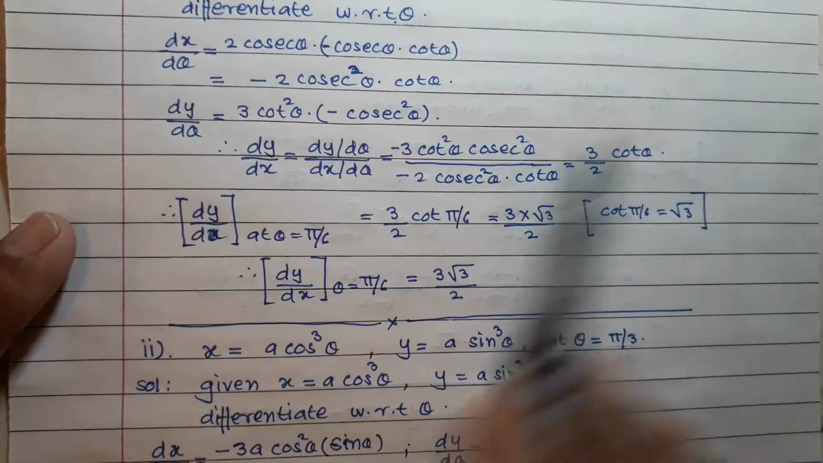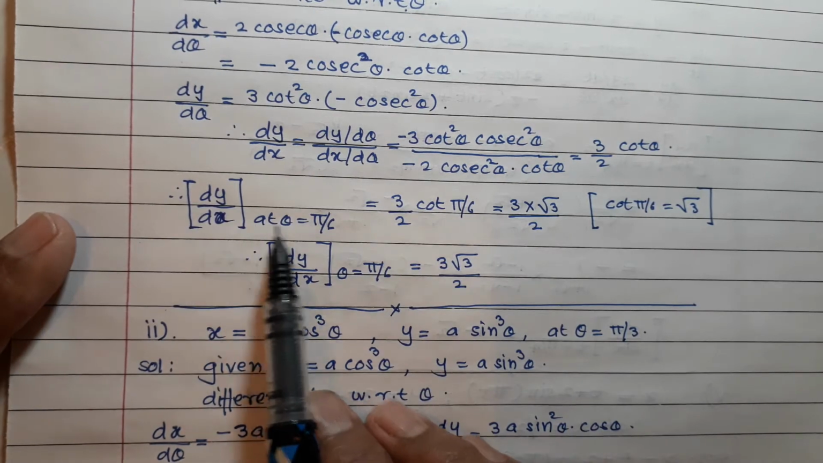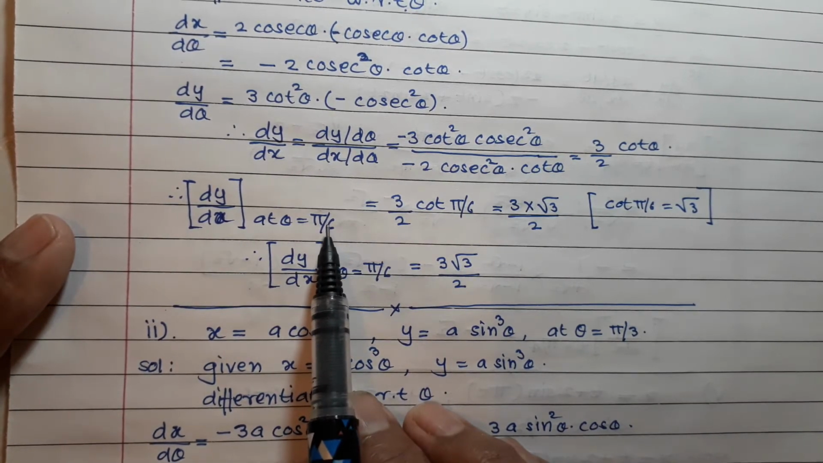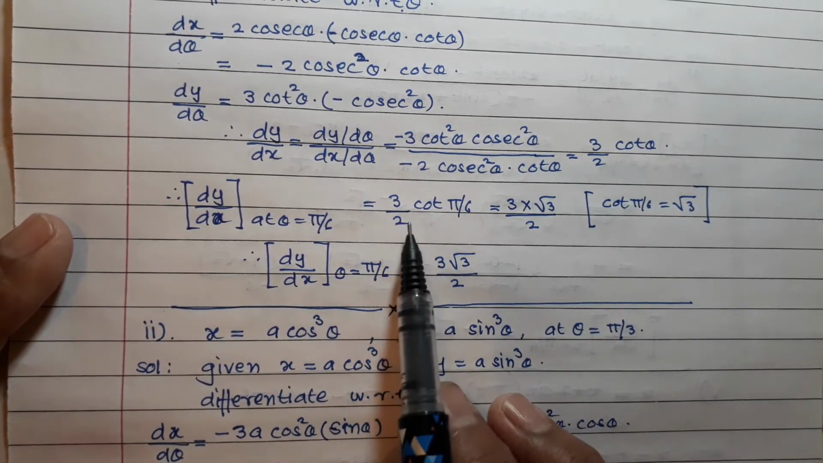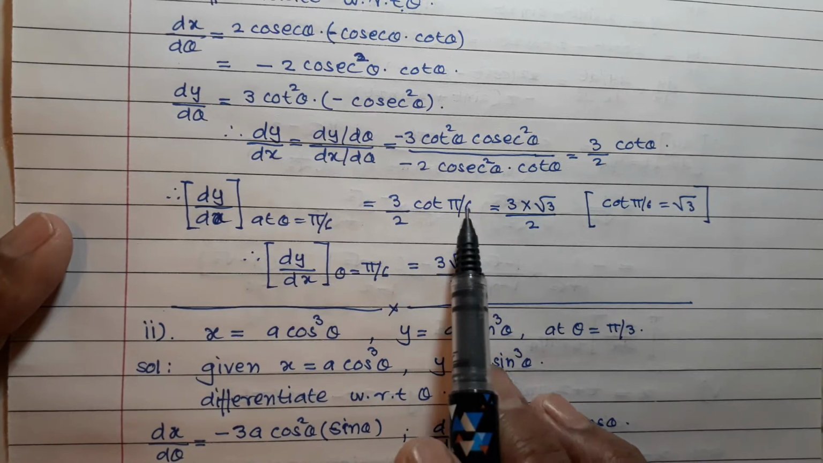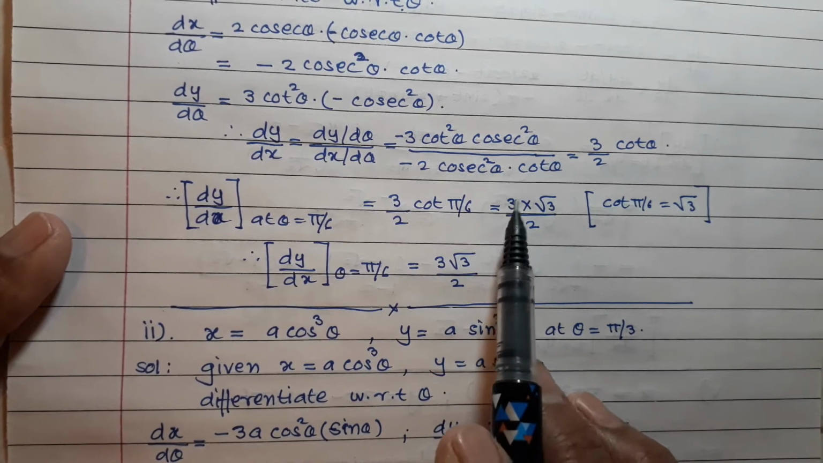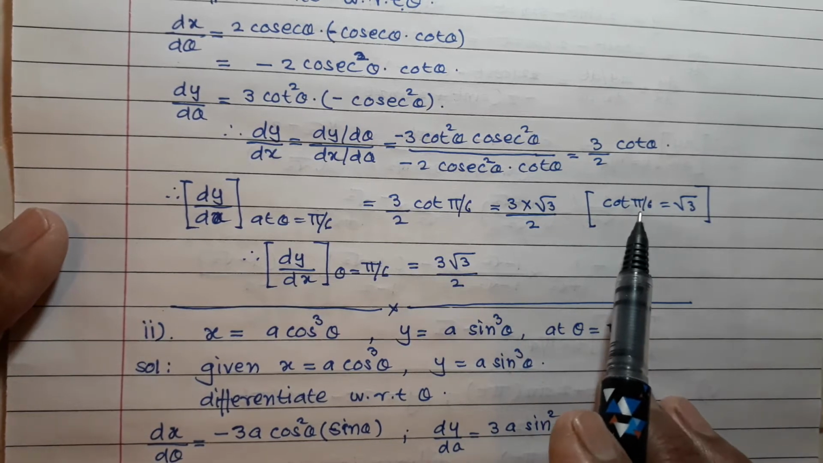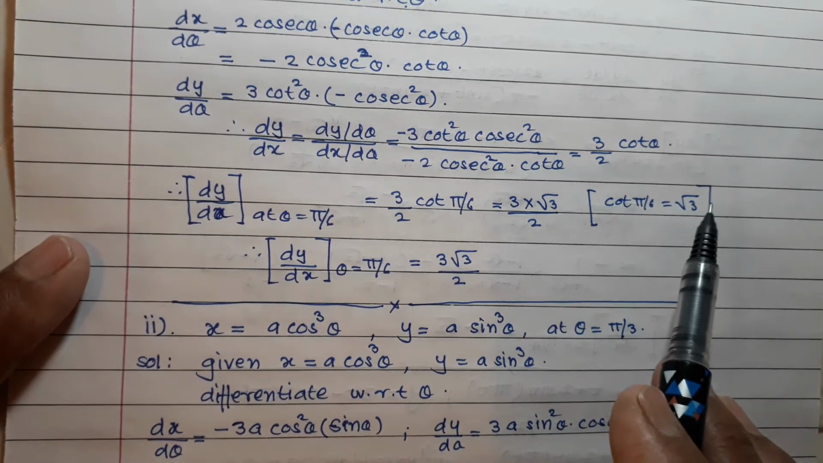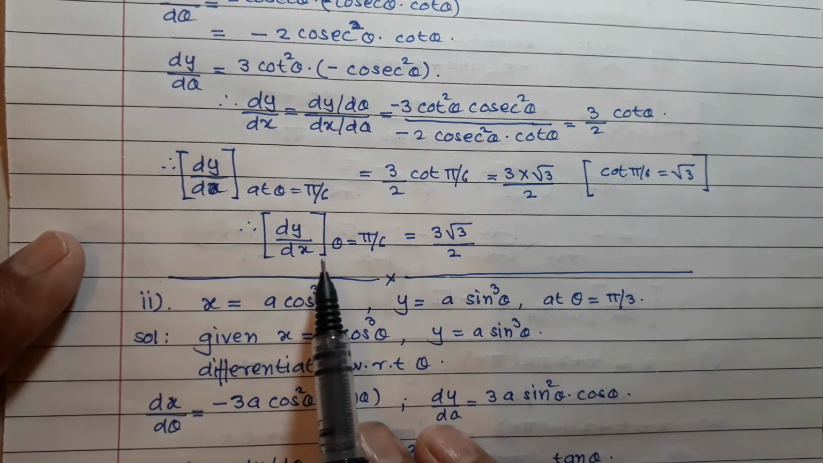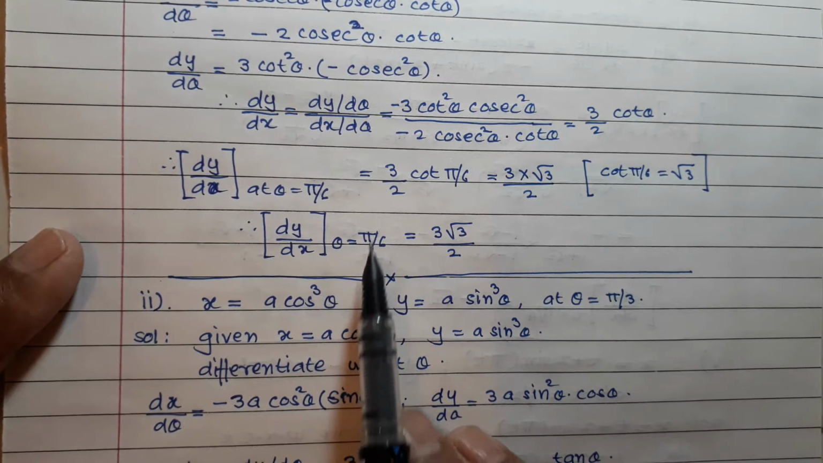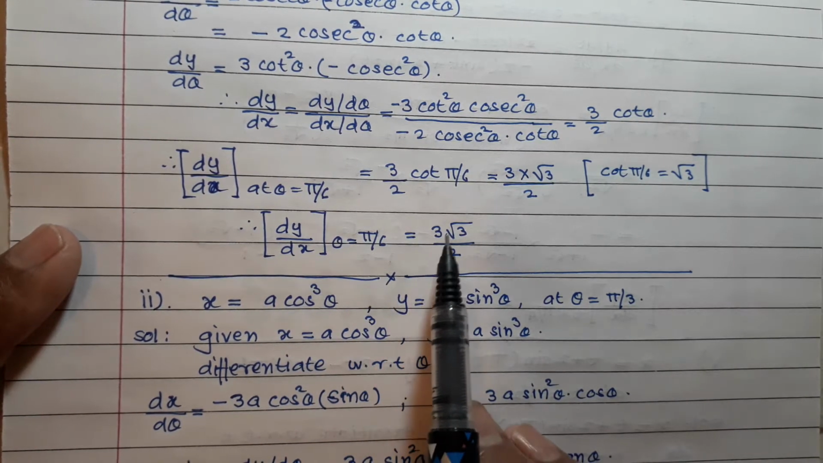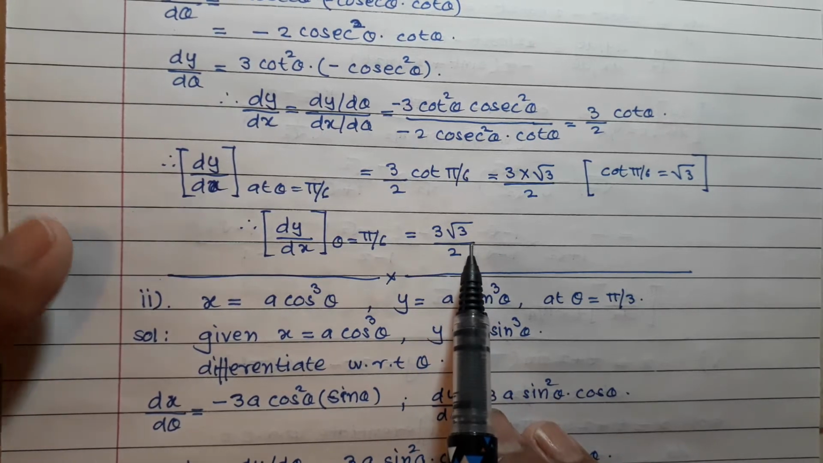So therefore dy/dx at θ = π/6 is equal to 3/2 cot π/6, which is 3 root 3 upon 2, because cot π/6 is equal to root 3. Therefore dy/dx at θ = π/6 is 3 root 3 upon 2.